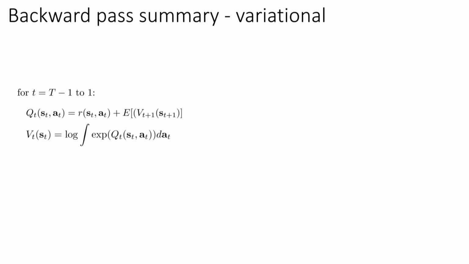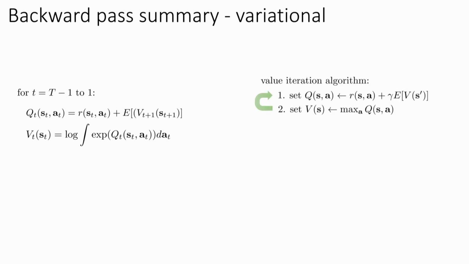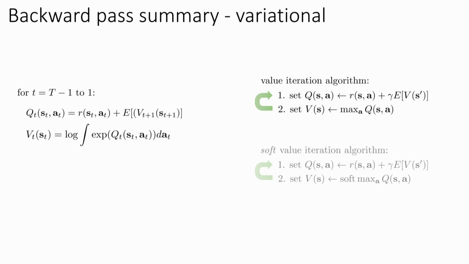So, just the summary of the variational version of the backward pass: it looks very much like it did before, with the v still given by the softmax, but the q function now just has the expectation of the next value function instead of the log of the expectation of exponentials. Now we're even closer to the classic value iteration algorithm. The classic value iteration algorithm computes the q using the expected value at the next step and the v as the max. This soft value iteration algorithm computes the q in the same exact way, but the v as a softmax. Softmax here refers to the log of the sum of exponentials.